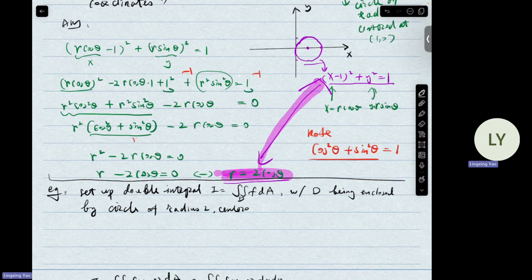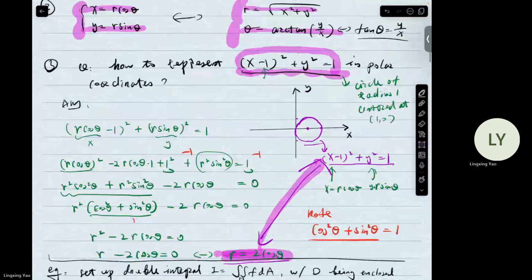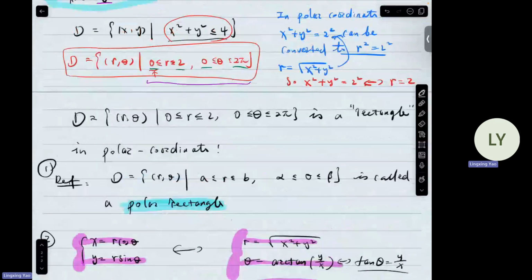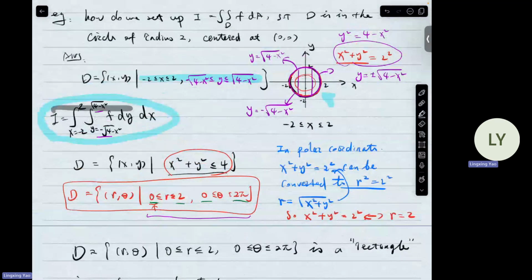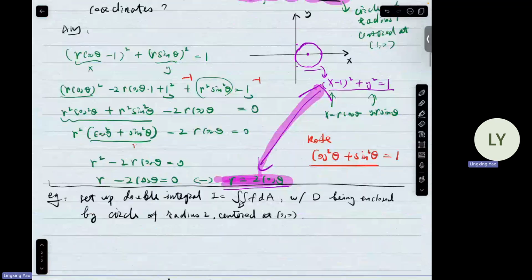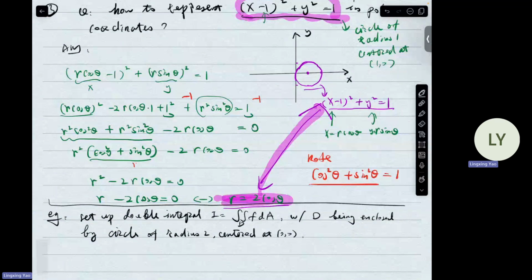centered at the origin. All right, and here I think we solved this before by using the double integral and the iterated integral that we discussed all along. If you remember, this is what we obtained. And here we want to make a little twist. We're going to do the same thing, but we're going to ask to set it up in polar coordinates.